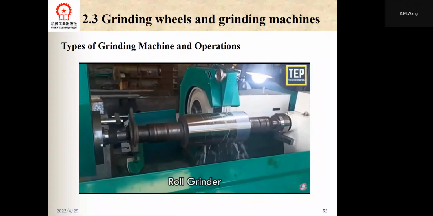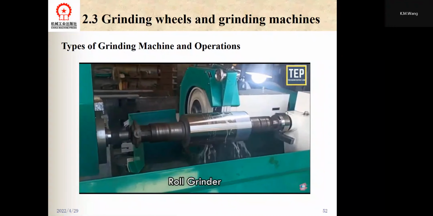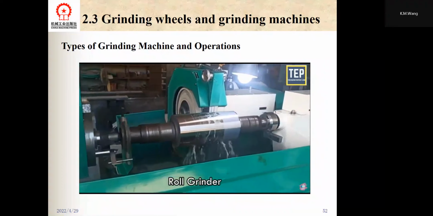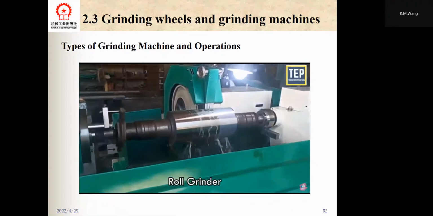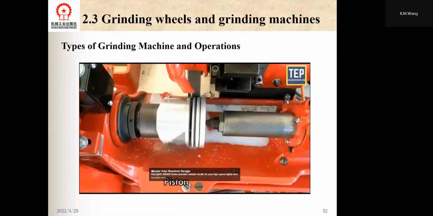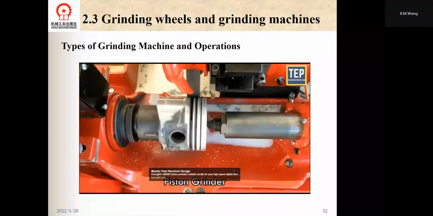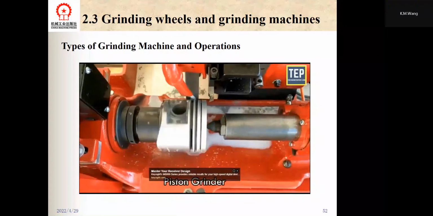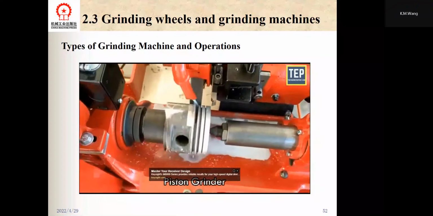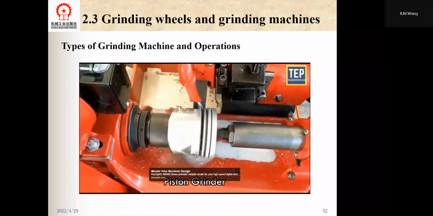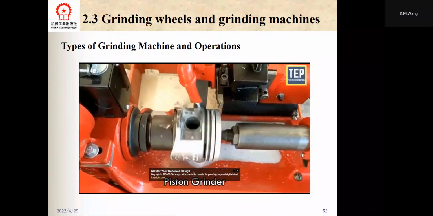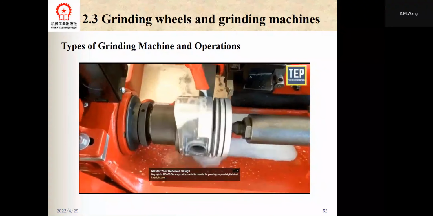Roll grinder. This type of grinder is used in steel mills, printing presses, and for grinding heavy rollers. Piston grinder. Pistons of IC engines are required to be ground not in round shape, but in oval and taper shape, so that when their size increases due to heat, they may not get seized in the cylinder. Because of that, this grinder is specifically made for these shapes.